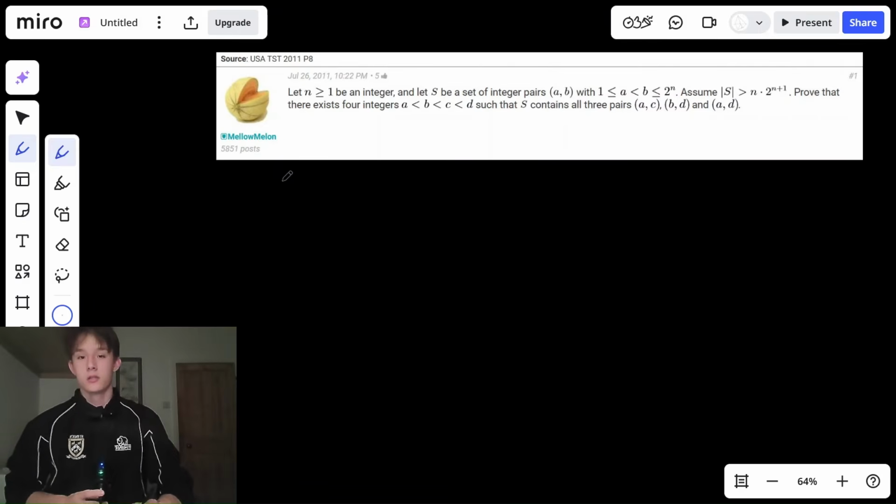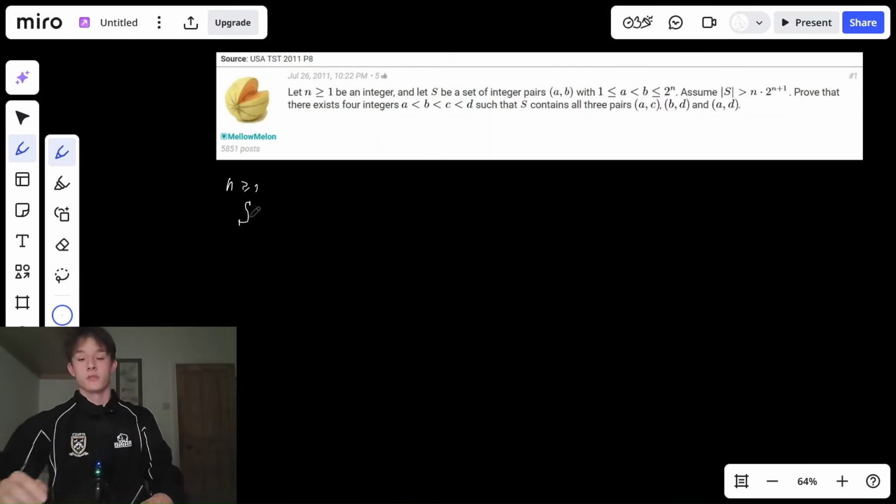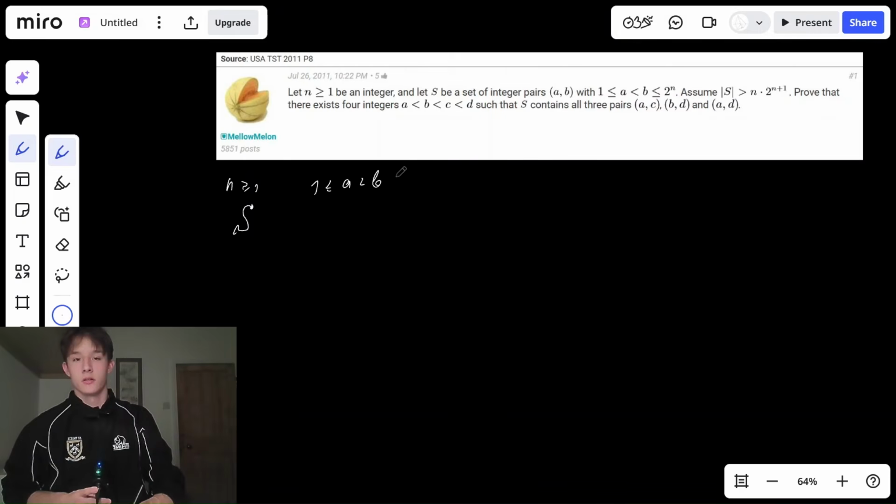Okay. So we have n greater than 1 be an integer, and S be a set of integer pairs a and b with 1 less than or equal to a, less than b, less than 2 to the power of n. So essentially, S is a set of pairs, which means that we don't store integer values in it, we store pairs, like 1, 2, 3, 4, and so on. And each pair is such that 1 is less than a, is less than b, is less than 2 to the power n. So they are pairs such that the x coordinate is less than the y coordinate.